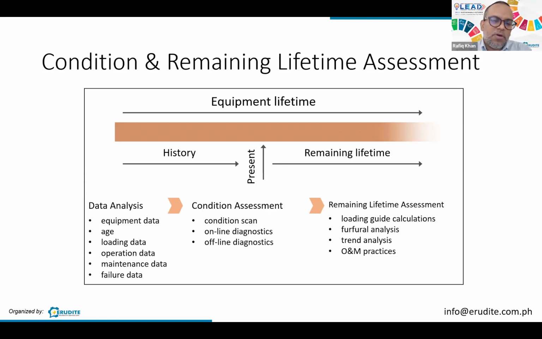Condition assessment, like we already spoke about earlier on, and remaining life assessment, loading guide. After you do a remaining life assessment, you are able to look at loading guide calculations, whether or not this remaining life can be improved by reduction of load. You can also do furfural analysis. This is for transformer oil. You can look at the current degradation of paper and oil in the transformer by doing this test. Trend analysis, and look at O&M practices.